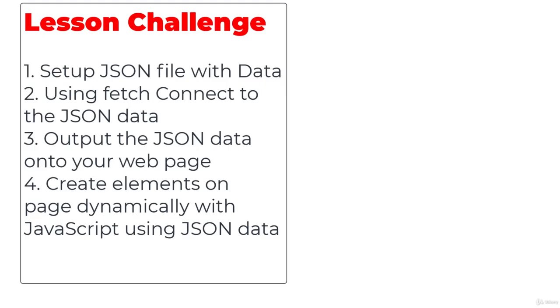Before the next lesson, set up a JSON file with data, using fetch connect to the JSON data, and then output that data onto your web page with JavaScript. So once you've made a connection to your JSON file, parse through it and output it onto the page, creating the page elements dynamically with JavaScript and using the source data from the JSON file. And you're going to be ready to move on to the next lesson where we're going to make this interactive.